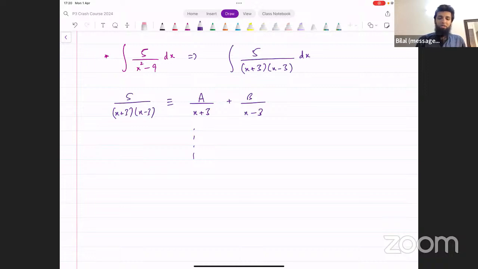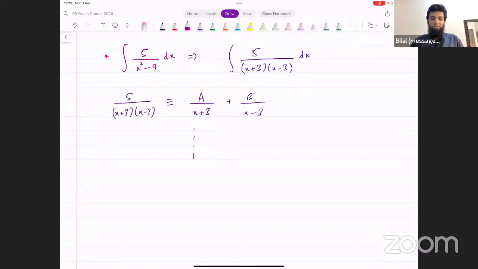Now, how many marks do you think this question would be? Any idea? This whole question? 5 marks. So some marks for partial fraction, maybe 3 marks for partial fraction, then 2 or 3 marks for integration. 5 or 6 marks, right? But if it comes in the exam now, it'll be 2 marks. Until a few years back, it'll be 5 or 6 marks, but now it's going to be 2 marks.